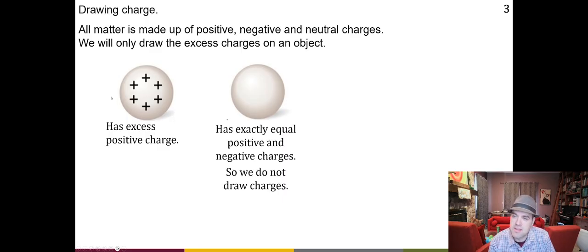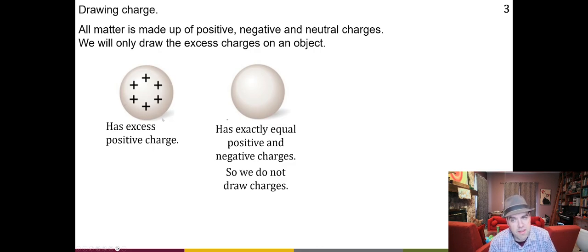So here this metal sphere has some excess positive charges, meaning that some of the electrons have left. So it's only going to be the electrons that are going to be moving. The nucleus, where all the positive charges are, is kind of held in place by the crystalline structure of the object. So here I have some positive ions. Ions just means it has excess positive or negative charge. So because it has some excess positive charge, I'm going to draw the positive symbol here.